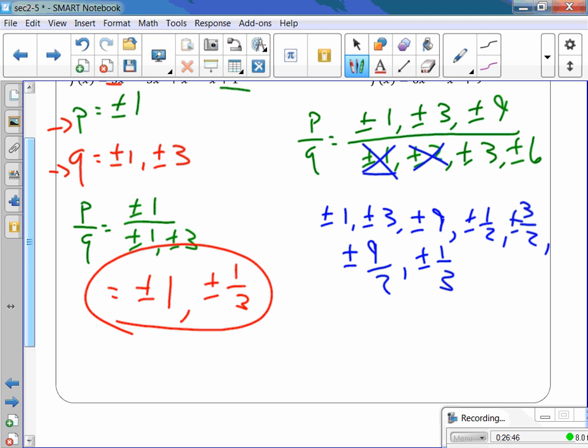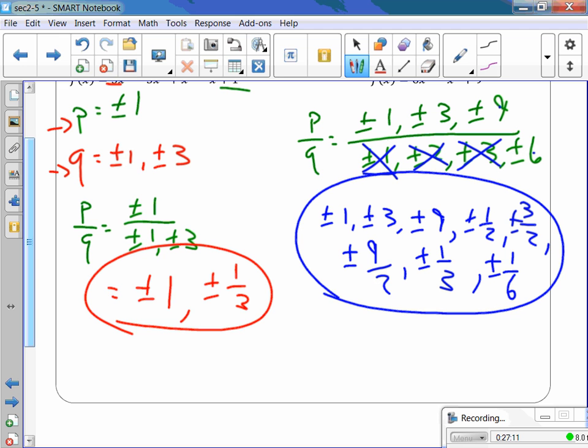Plus or minus 1/6. Anything else? When we do the 3 over 6, that gives us the 1/2, which we already have. 9 over 6 is 3/2, which we already have. So these are all the possible rational zeros. If I'm asked to find possible rational zeros, that's what we're looking for.